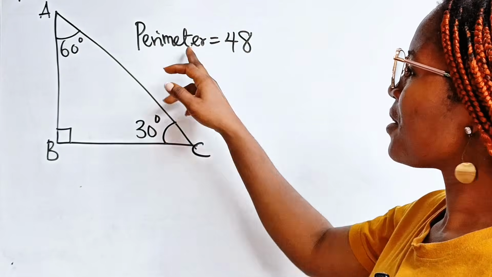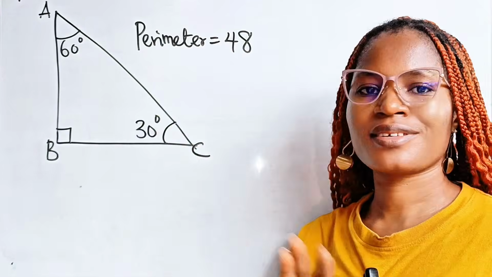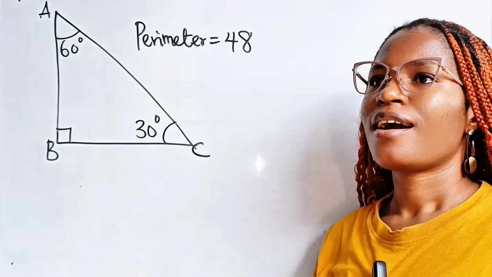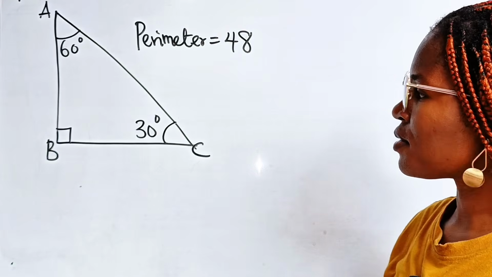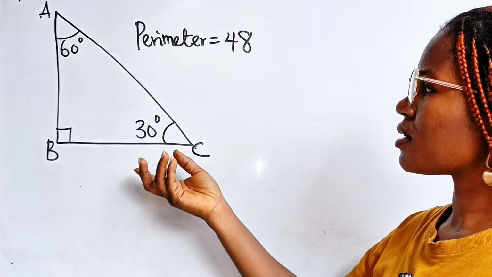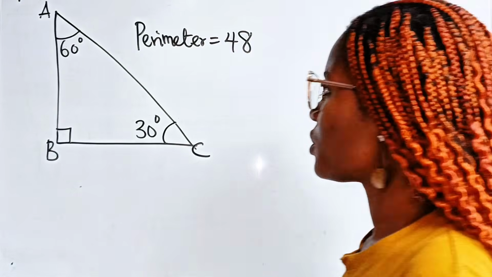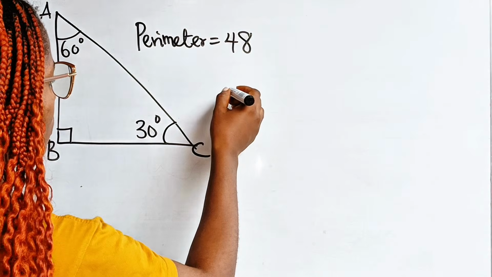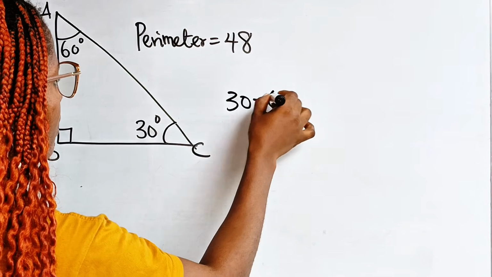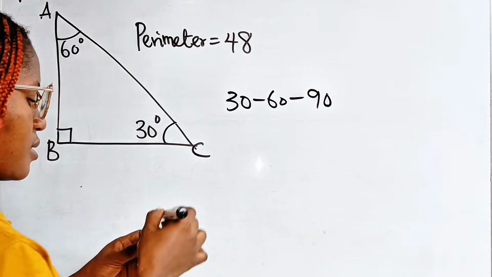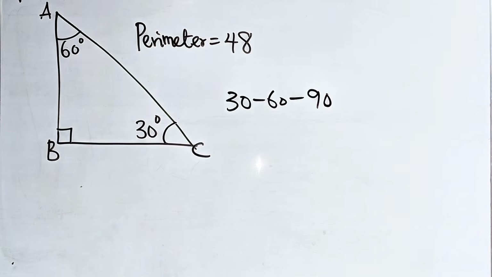Today, we are asked to find the perimeter of this particular triangle. This is not as easy as it looks. First of all, thank God they gave us a special type of triangle. A 30, 60, 90 degrees triangle is a special type of triangle.